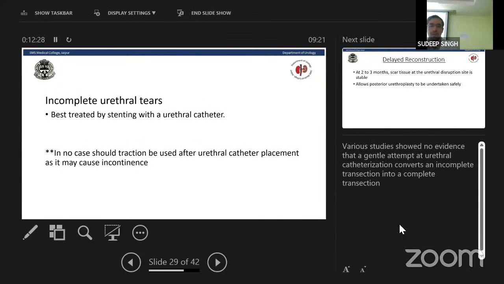In case of incomplete urethral tears, it is best treated by stenting with a urethral catheter. Various studies have shown that a gentle attempt may be made at catheterization, and it does not convert an incomplete transection into a complete transection. In no case should traction be placed after urethral catheterization, as it may cause incontinence.